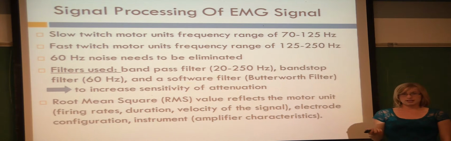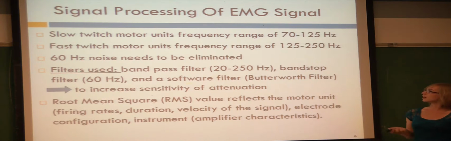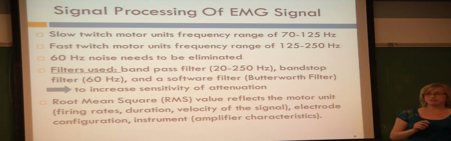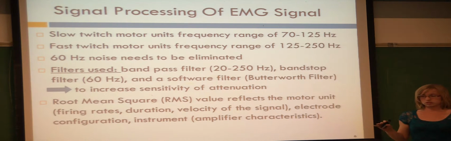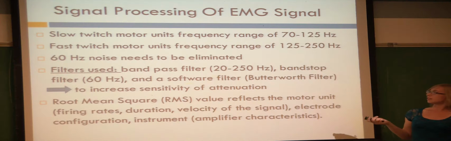And then also, in addition to the amplifier, you also have to consider the frequencies that you want or don't want. What you want is the slow twitch motor unit frequency of 70 to 125 hertz. The slow twitch is basically when you're long distance jogging or biking, while fast twitch is running, and that's a frequency range of 125 to 250. The frequency that you don't want is the 60 hertz noise.